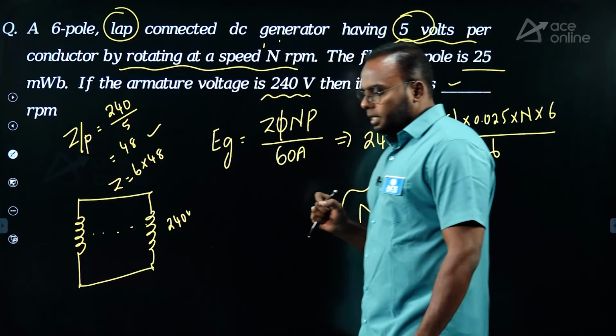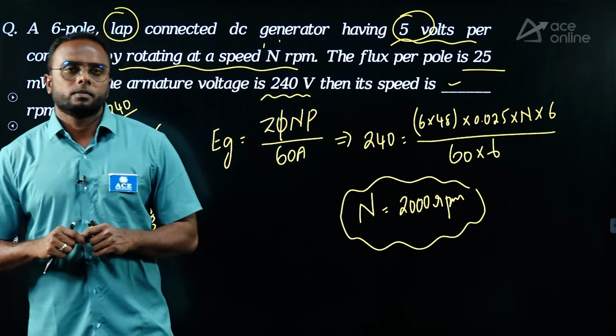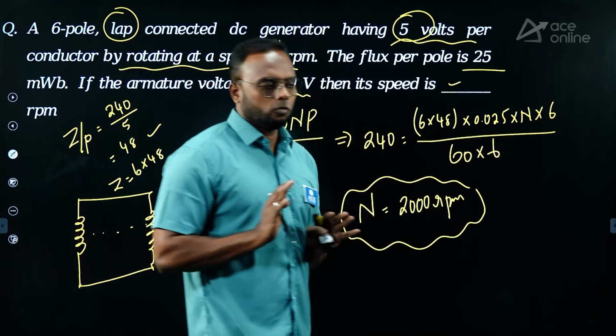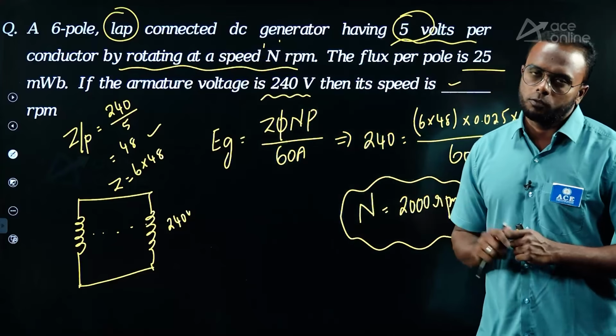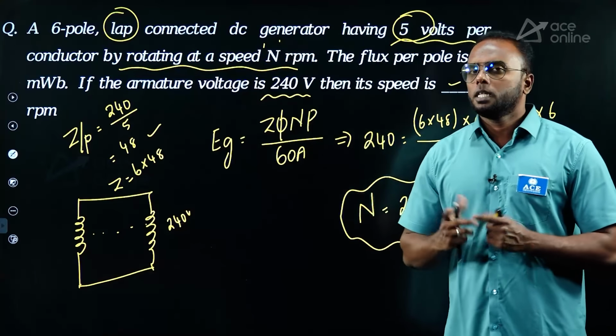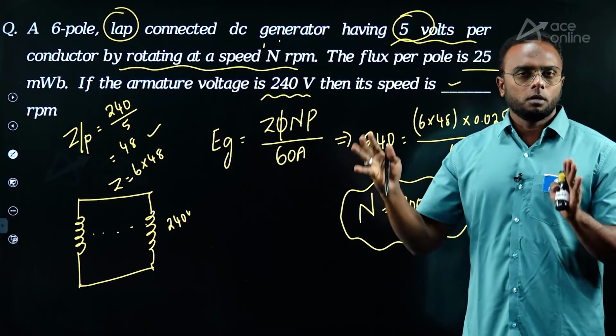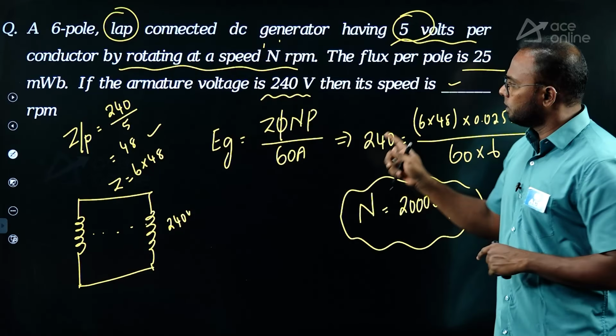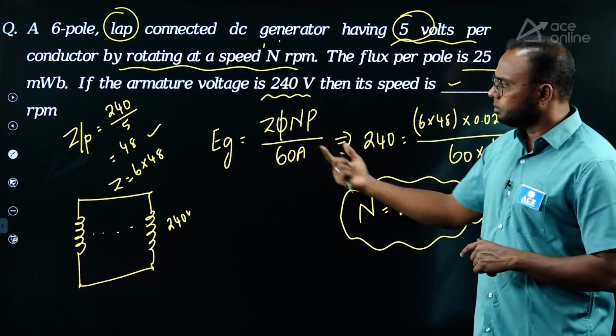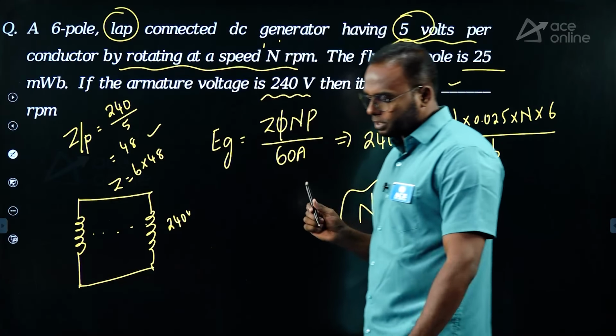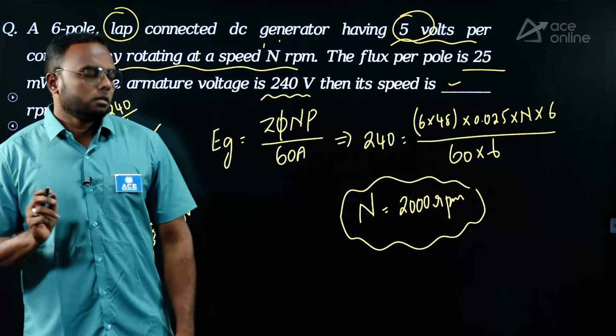So the only important thing here is the conductor calculation, not given directly but derivable. One conductor voltage is 5 volts and the total voltage is given, so you can find how many conductors are in one parallel path. Now we need the total conductors in the generator, meaning the number of parallel paths, 6, so 6 into 48 is taken. Clear? Next question.